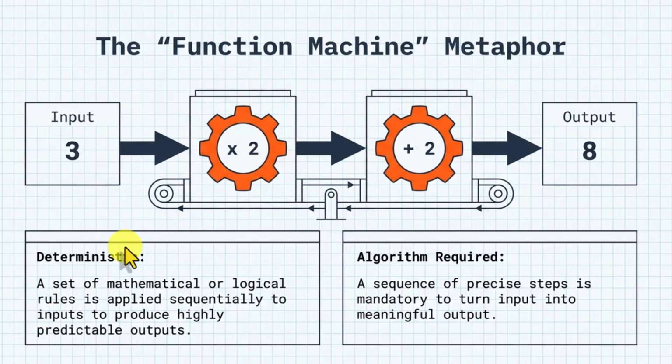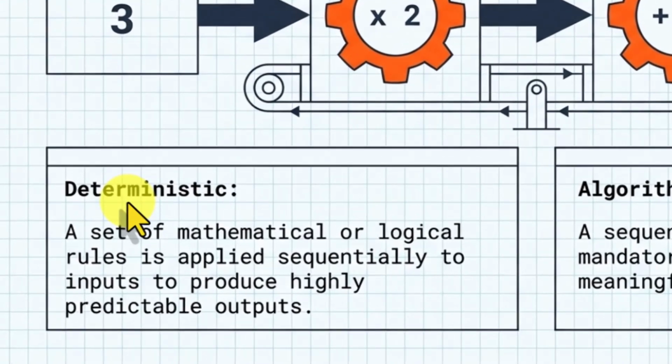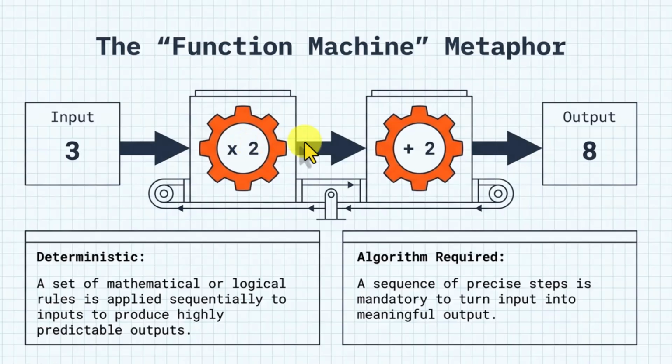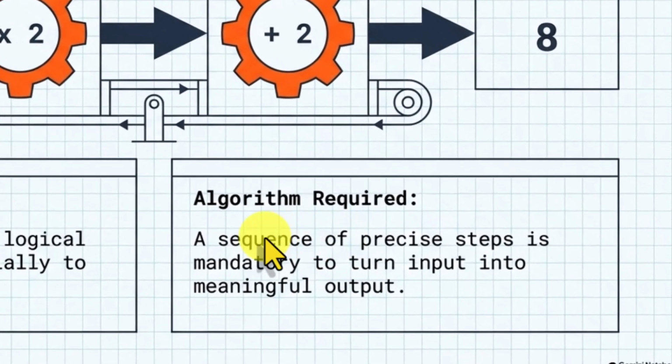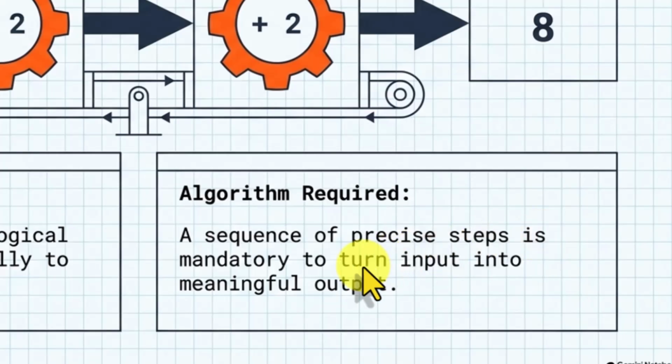So this function machine has to be quite deterministic. It means a set of mathematical or logical rules is applied sequentially to the input to produce highly predictable outputs. For 3, some mathematical or logical rules are applied sequentially: first this one, then the next one, then the next one, and then a predictable output is given to us. Then an algorithm is required here. A sequence of precise steps is mandatory to turn input into meaningful output. So we need algorithms to change the format or the meaning of the input.